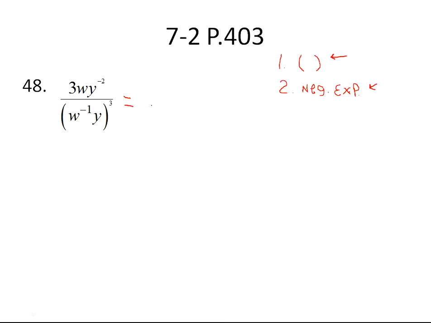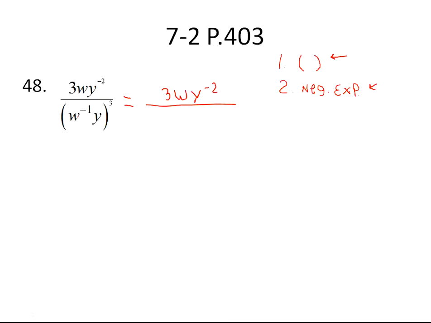So in the numerator, there are no parentheses. So we're just going to keep the 3, the w, and the y to the negative 2 up there in the numerator. In the denominator, we have parentheses with an exponent of 3. So we're going to be raising a power to a power, but basically this is a power of a product. So we're going to apply the exponent to each factor within the parentheses.